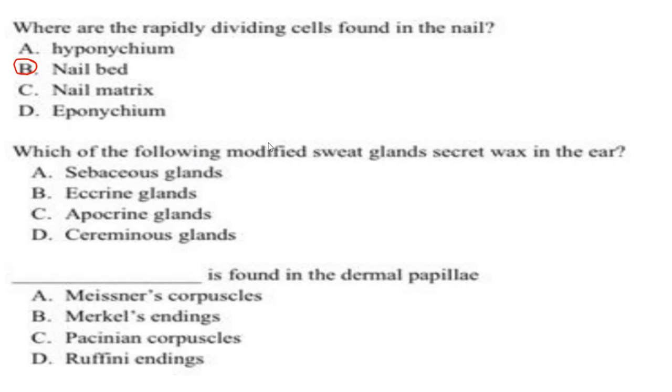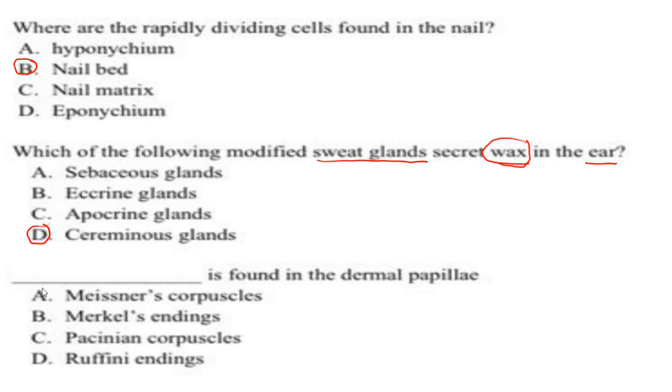Which of the following modified sweat glands secrete wax in your ears? In your ears, there are some modified sweat glands which normally secrete wax. If you check your ears, you see some wax in them. That wax is produced by modified sweat glands, and these are known as the ceruminous glands. The ceruminous glands are found in the ears, and they are modified sweat glands. Dash is found in the dermal papilla.